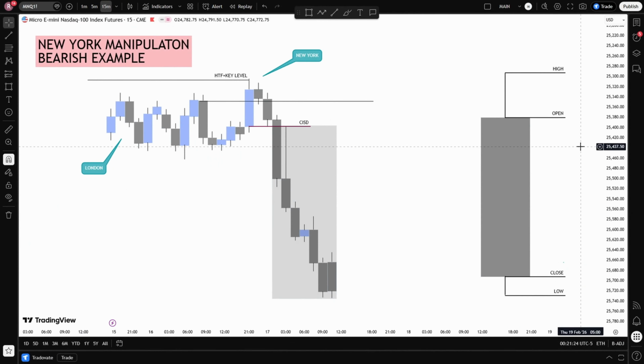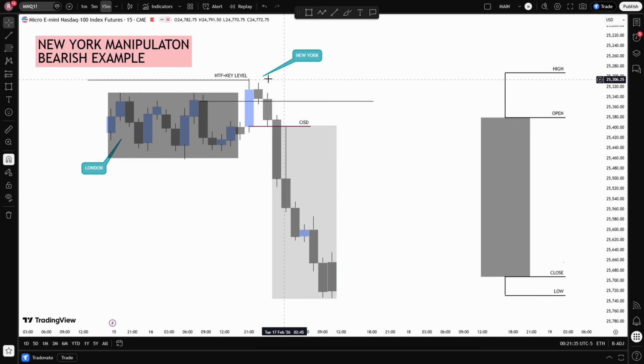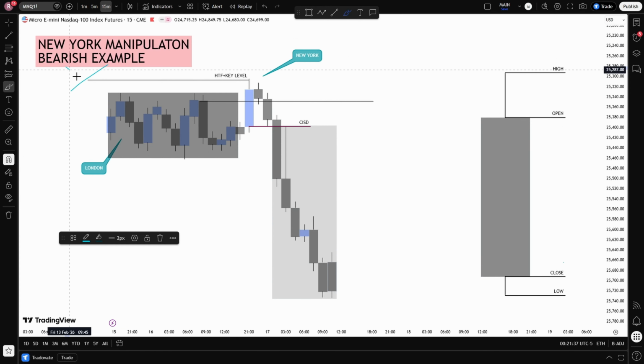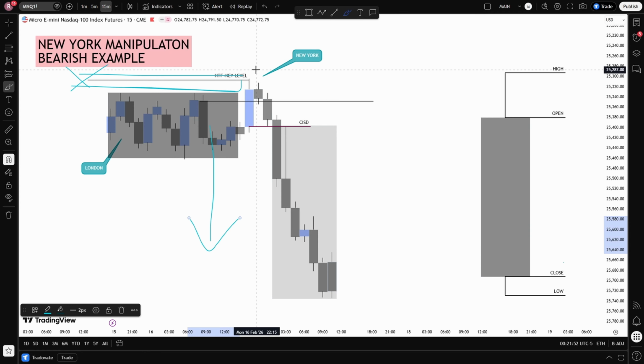Similarly, on the bearish New York manipulation profile, the structure is the same, just flipped in direction. During London, price is either consolidating within a tight range or pushing higher but failing to reach a significant higher time frame key level. There's no real delivery into a meaningful PD array, so there's no reason for a proper reversal during London itself. It's simply building the range and setting up liquidity.